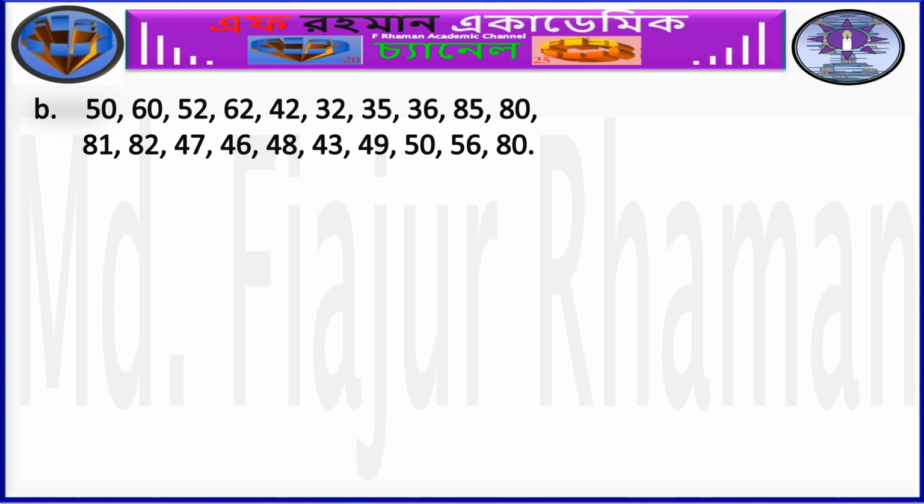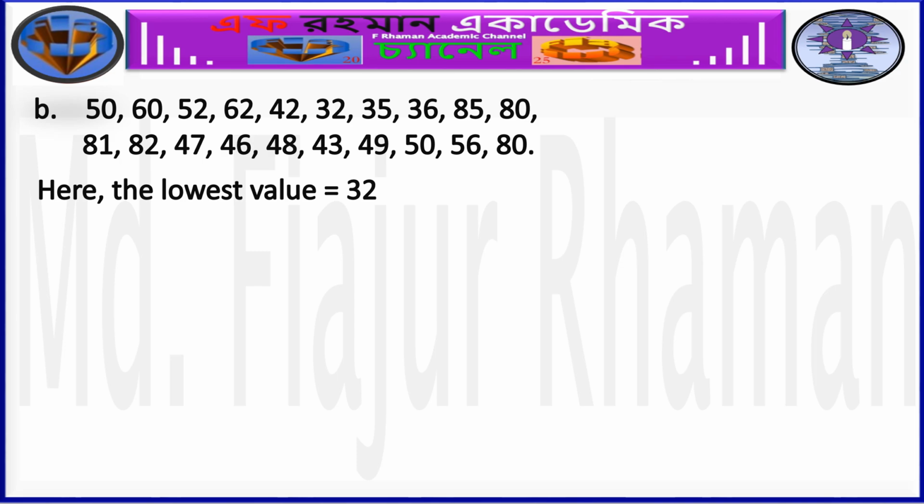35 is greater than 32, 36 is greater than 32, 85 is greater than 32, 80 is greater than 32, 81 is greater than 32, 82 is greater than 32, 47 is greater than 32, 46 is greater than 32, 48 is greater than 32, 43 is greater than 32, 49 is greater than 32, 50 is greater than 32, 56 is greater than 32, 80 is greater than 32. That's why 32 is the lowest value.